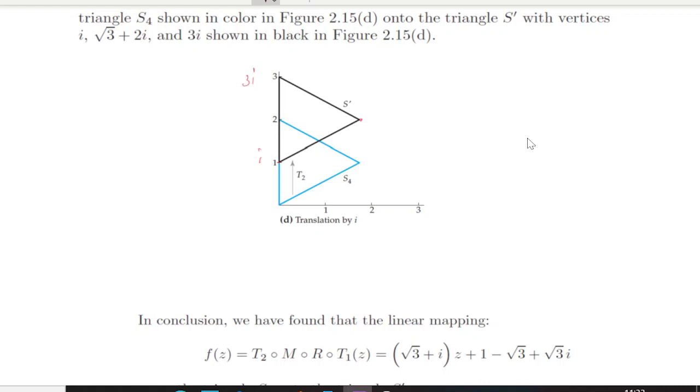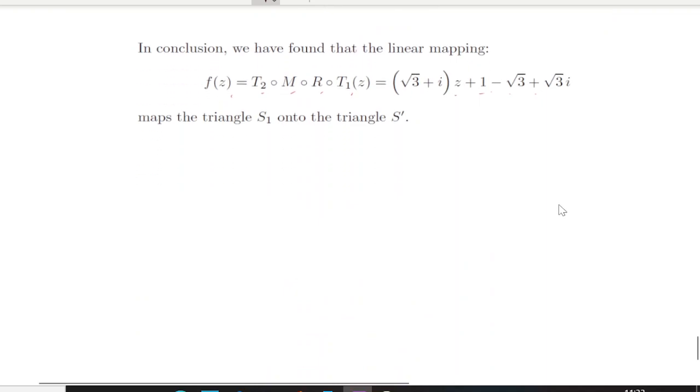So in conclusion, we have found that the linear mapping f of z equal to T2 composed with M composed with R composed with T1. So the mapping is root 3 plus i into z plus 1 minus root 3 plus root 3i. So this is the required map.